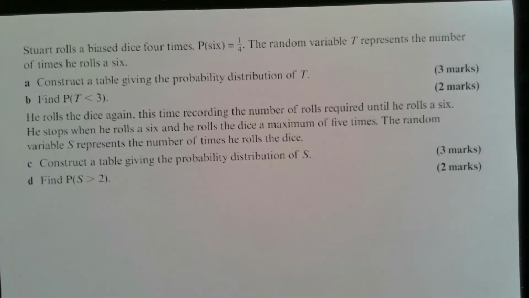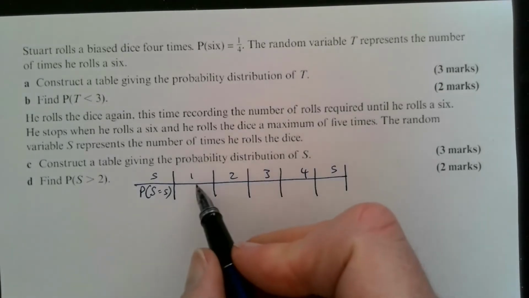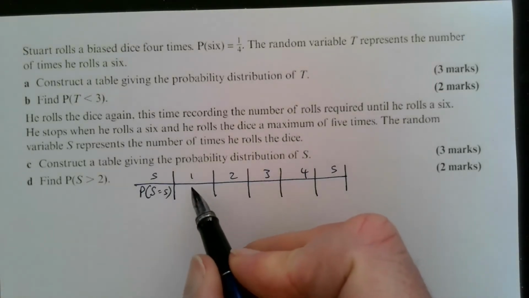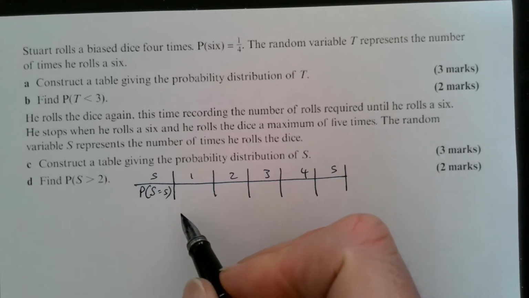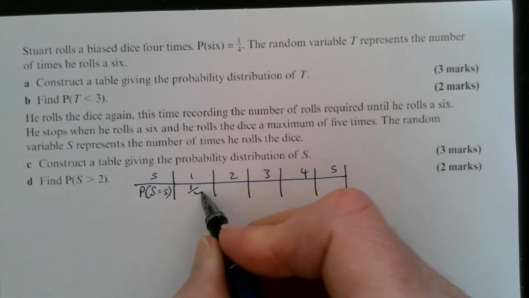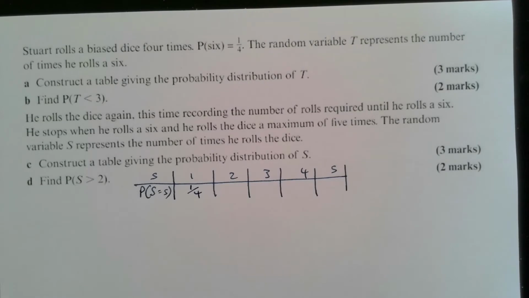Now here he's rolling the dice a maximum of 5 times, so we need a table that's going from 1 to 5 because he's definitely going to roll it once, and then we think through each bit one at a time. And hopefully you should come up with something that looks like this. And first up, if he only rolls it once, that'll be because he's got a 6. That happens 1 time in 4. So that one's the easiest.